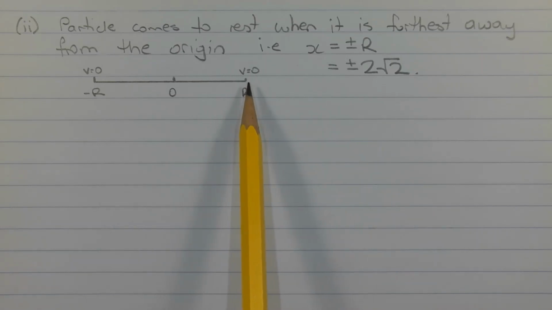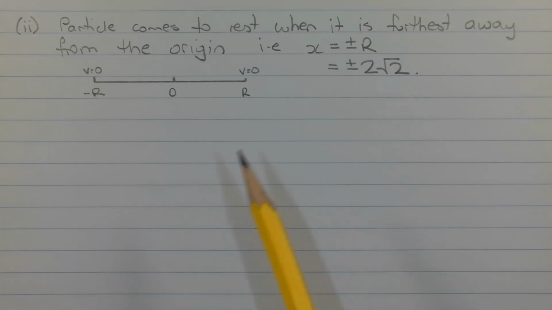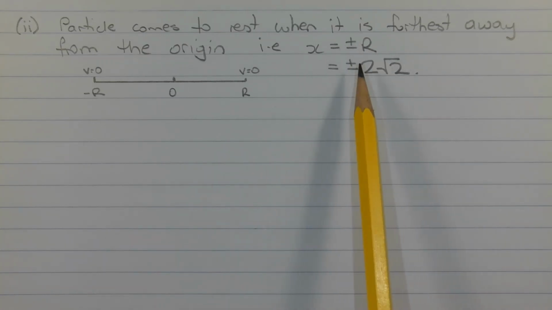And that occurs at a distance that is equal to the amplitude of the function that we found in part 1, using the r cos(3t minus alpha) form. Now we've found the value of r, which is the amplitude of that function, which is 2 root 2. So the two positions when the particle comes to rest is x equals plus or minus r, which is plus or minus 2 root 2.